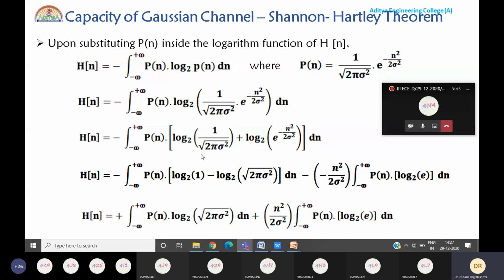Let us simplify the expression further. Log 1 is 0. Okay. So P of n into log root 2 pi sigma square base 2 dn. Minus of minus will be positive. So P of n into log root 2 pi sigma square dn. This is the first term simplified value, plus n square by 2 sigma square integral from minus infinity to plus infinity P of n into log e base 2 dn.